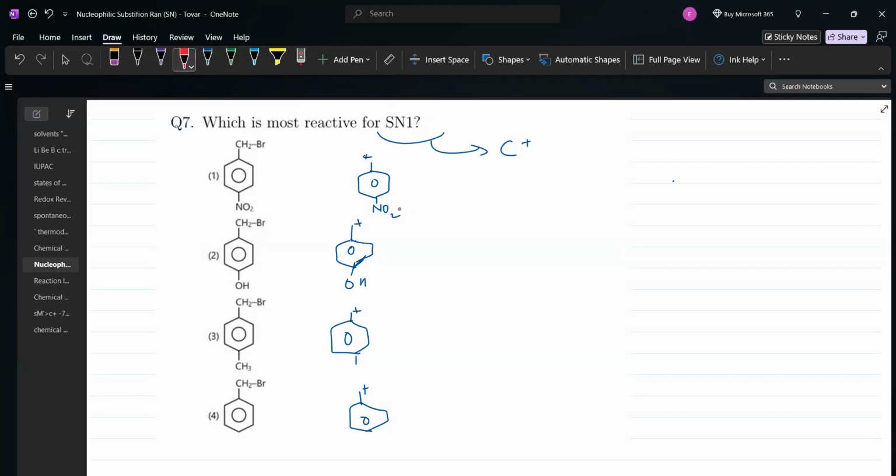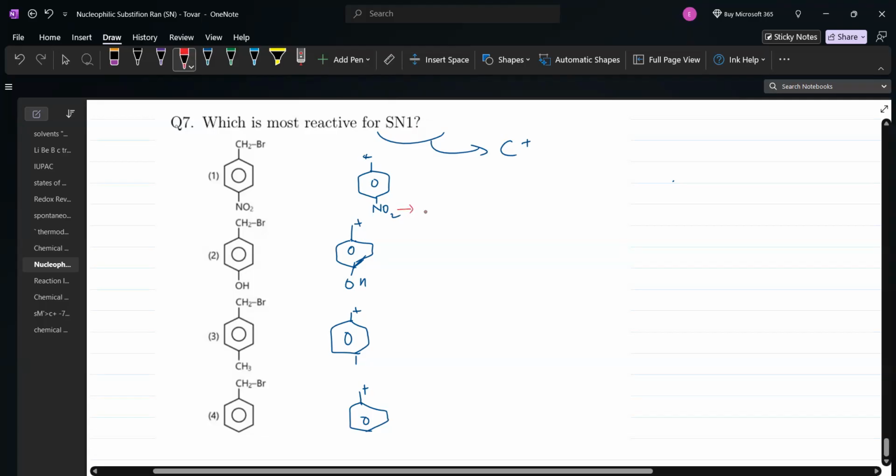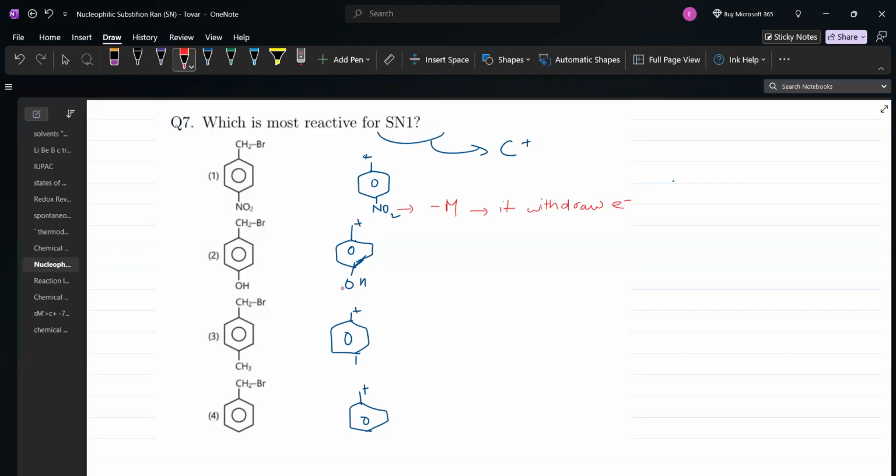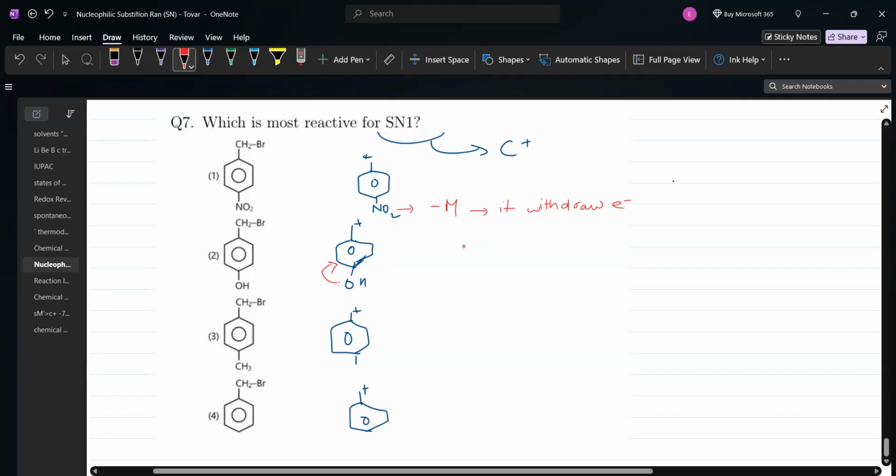So see, what does NO2 show? Anyone remember plus M, minus M? Plus M means donation of electron tendency. So NO2 shows minus M effect, means it withdraws electron. Withdraw means, like we withdraw money from an ATM machine or from the bank, it extracts electron. OH has the tendency to give electron in the ring, so it shows plus M effect. It donates electron.